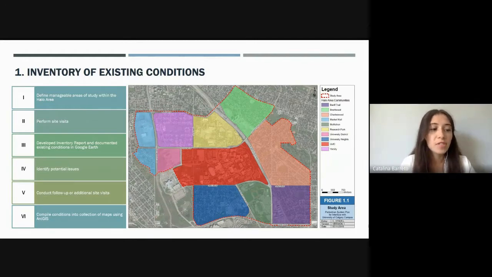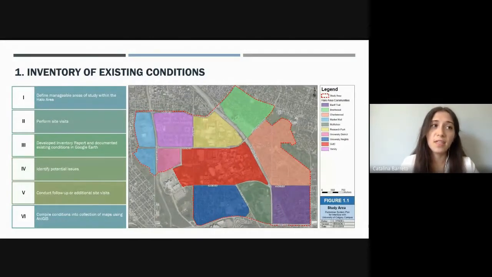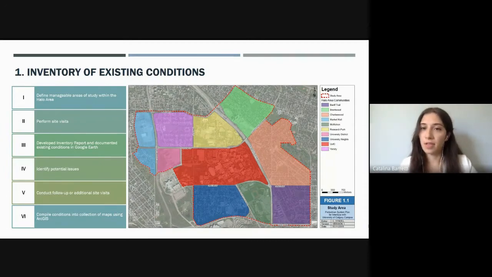We then used that information to create an inventory report highlighting the features of the pedestrian network. With a full inventory of existing pedestrian facilities, we were able to identify potential issues to address over the course of the project. Then we followed up on those selected areas of concern as needed. And finally, the data marked up on Google Earth was transferred to ArcGIS to better organize it into our collection of formal maps, like the one pictured. And then we had maps for lighting and accessibility features and all of the other features that I mentioned earlier.